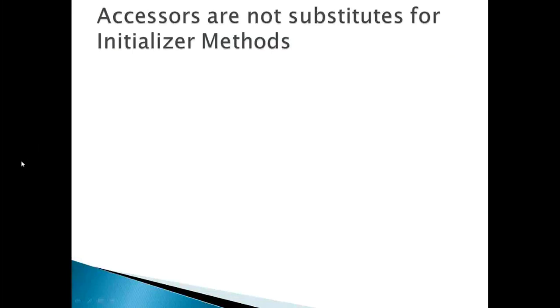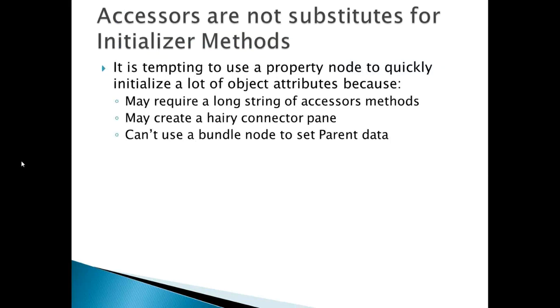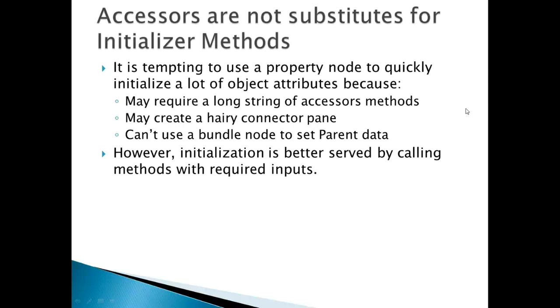All right, so here's initializer methods. And this is kind of where it gets real world for me. There are several times when I saw code where people were just using write accessors in a property node to initialize an object rather than calling a true initializer method. And that's tempting because, again, it may require either a long string of accessor methods, or if they're not using the property node form, it may require an initializer method that has a bunch of inputs. And of course, it's desirable in that the property node format allows you to set data within the parent very easily. But I still think that an initializer method for every class is the right way to go.